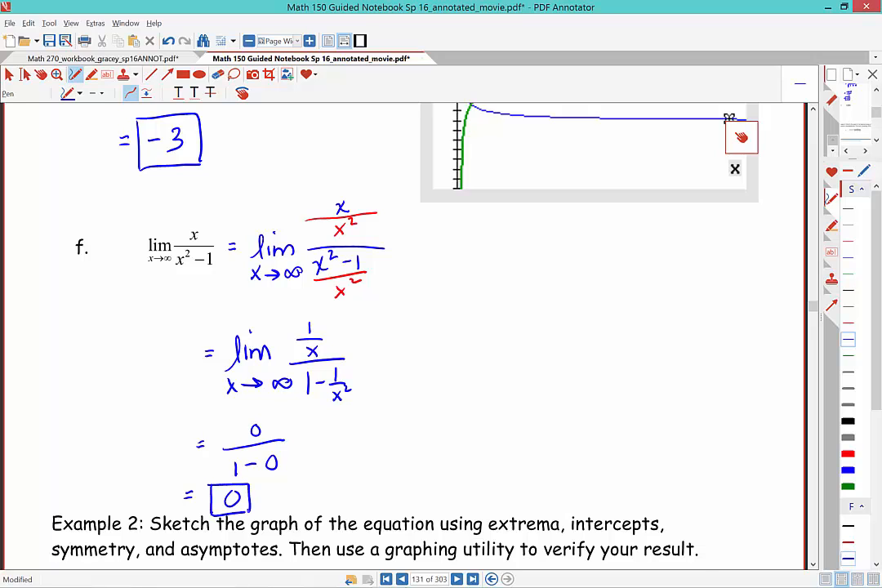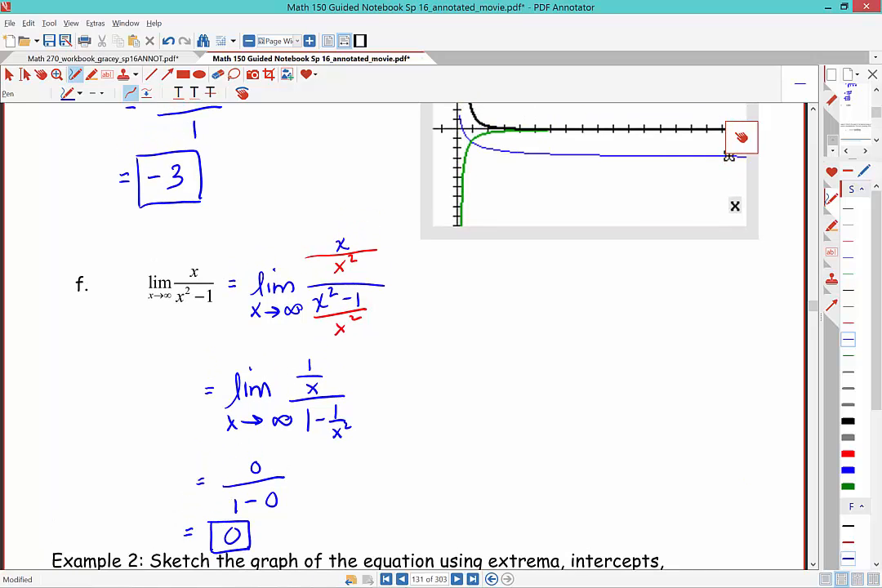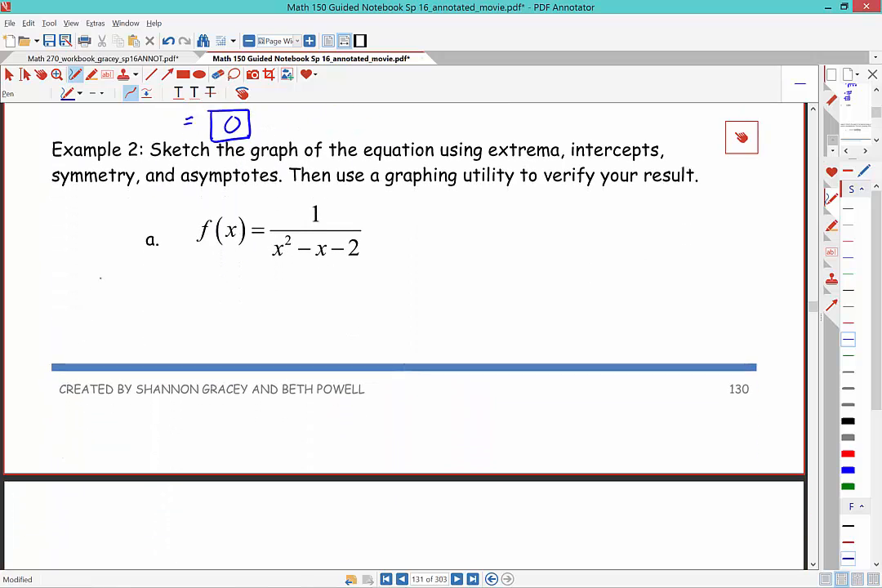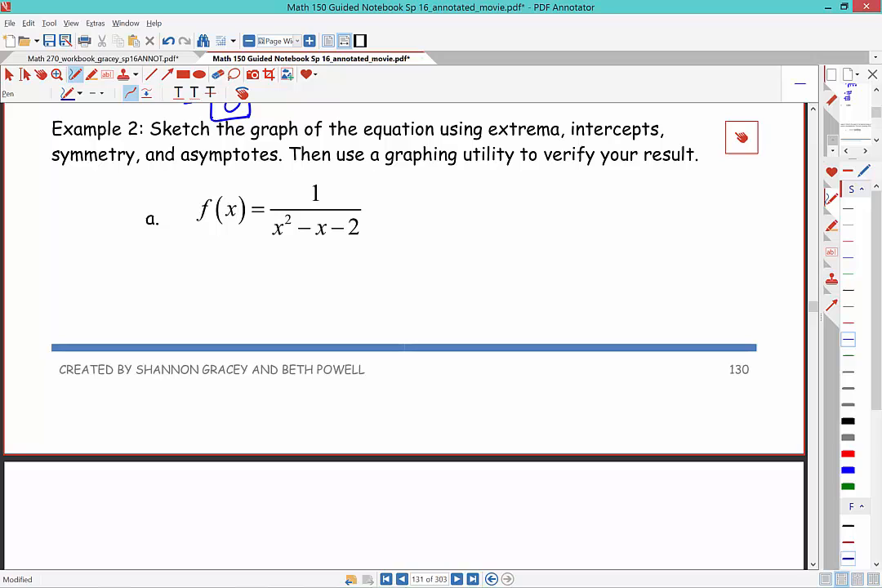And as you see from our leading terms, the degree of the numerator is 1, the degree of the denominator is 2. So the numerator has a degree which is less than the denominator. Hence, using the pre-calculus rules, you would have gotten a result of 0. Okay? All right, so now we kind of get into what we are looking to find.